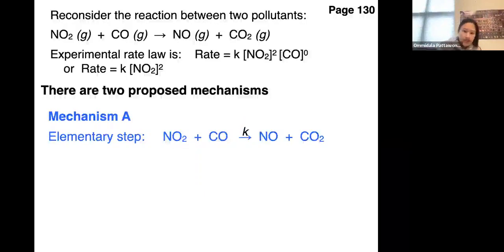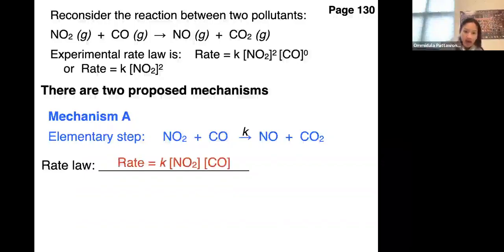Since this is an elementary step already, we can say that the rate law for this elementary step is going to equal k times the concentration of NO2 times the concentration of carbon monoxide. The reason why I'm able to write this is because, as I mentioned earlier, when you see an elementary step, the rate law can be determined by the molecules involved within that elementary step. So that's why I'm able to write the rate law for this one.